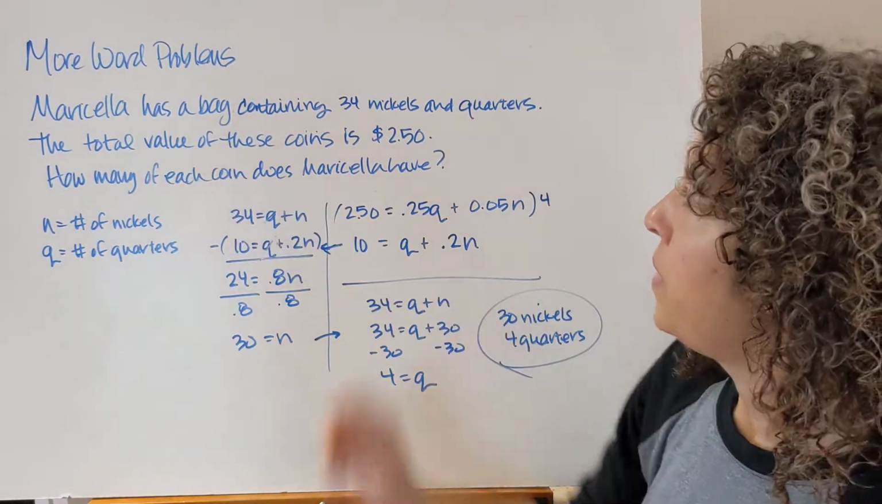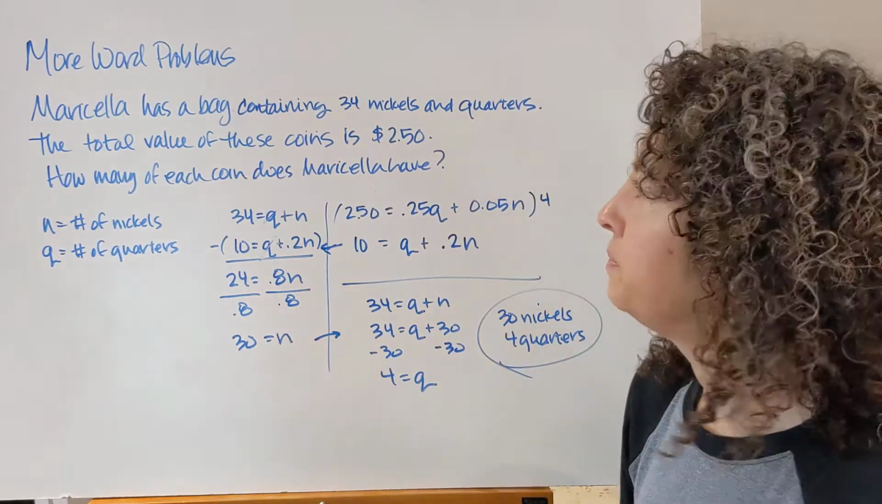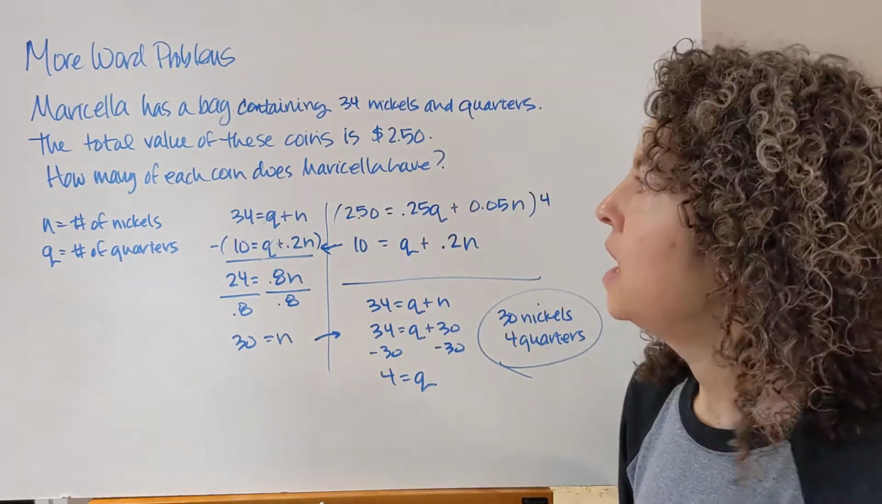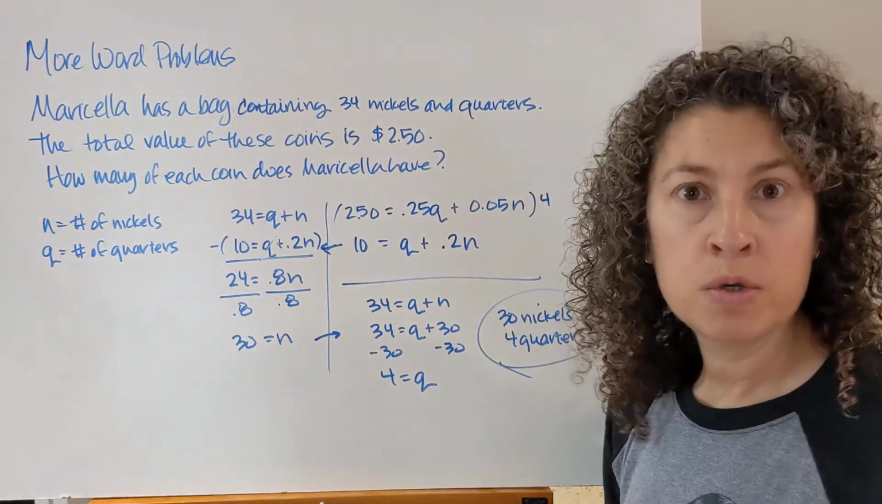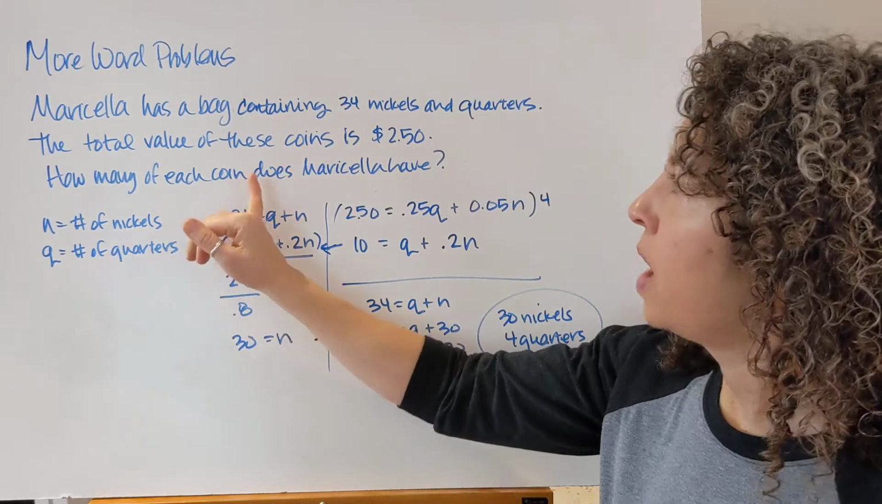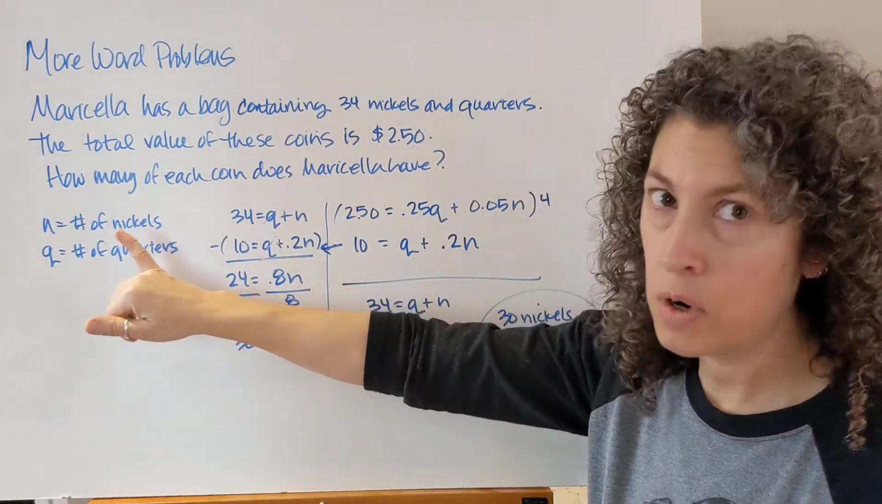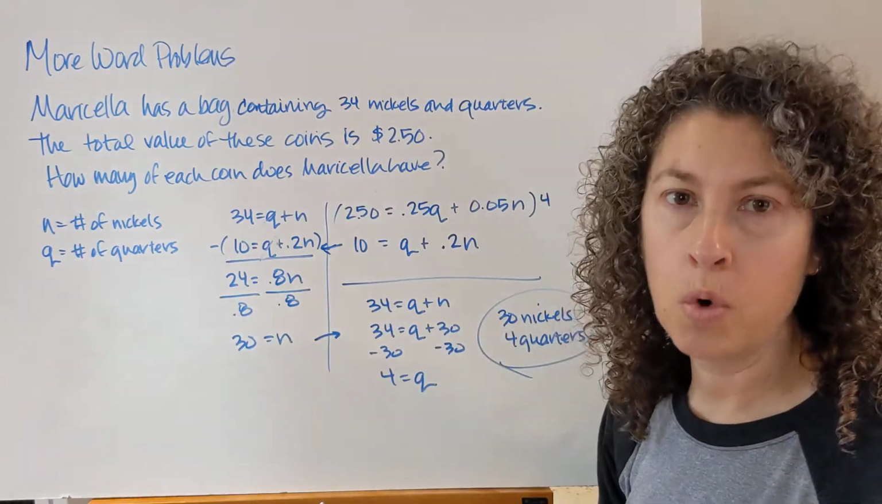Maricela has a bag containing 34 nickels and quarters altogether, 34 altogether. The total value of these coins is $2.50. How many of each coin does Maricela have? The first thing we want to do is define our variables. We want to know how many nickels and how many quarters she has. So I've defined N as the number of nickels, not the dollar amount, and Q as the number of quarters.